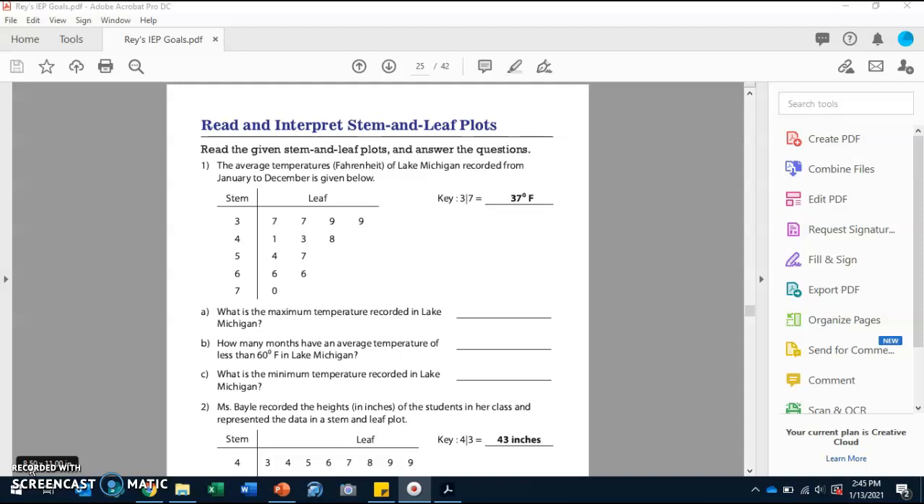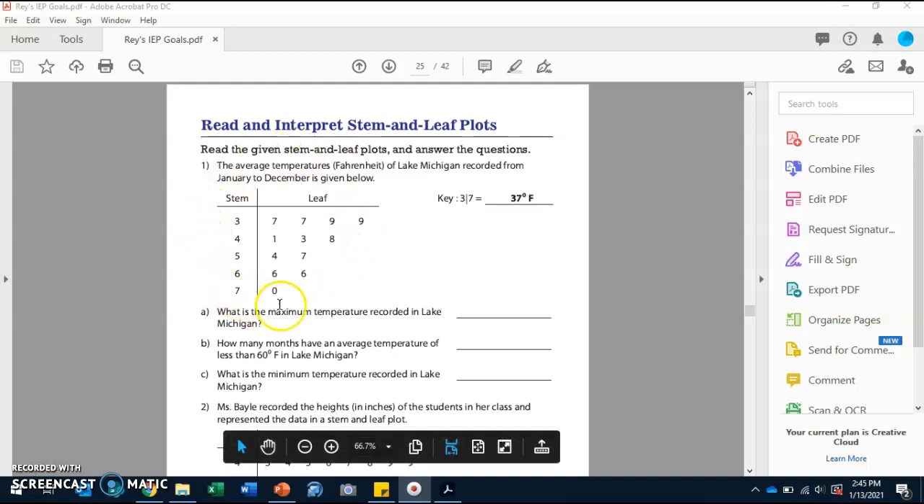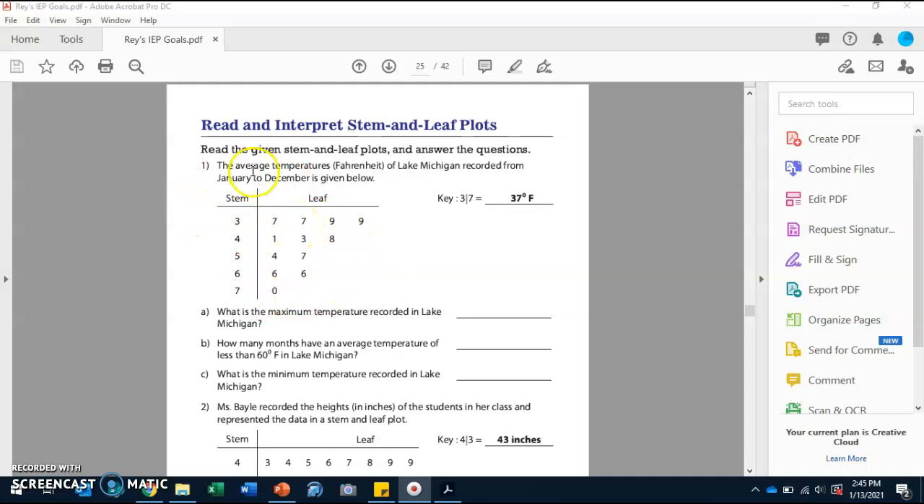The average temperatures in Fahrenheit of Lake Michigan recorded from January to December is given below. So what we have right here are the average temperatures of Lake Michigan from the months of January all the way to December. And here on the side is our key. It's telling us that if we have a 3 on one side and then the 7 on the other one, it's considered 37. And we're talking about temperatures here, specifically Fahrenheit. So our answers are always going to be based on the temperature and in Fahrenheit. So it would be 37 degrees Fahrenheit.